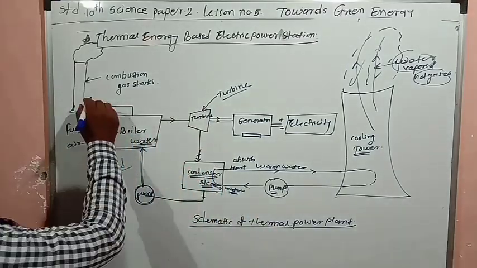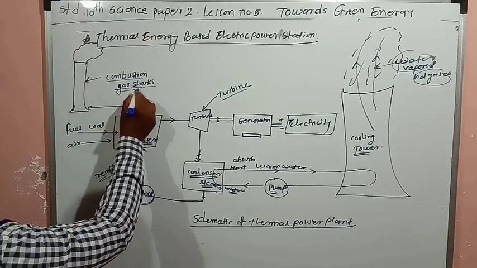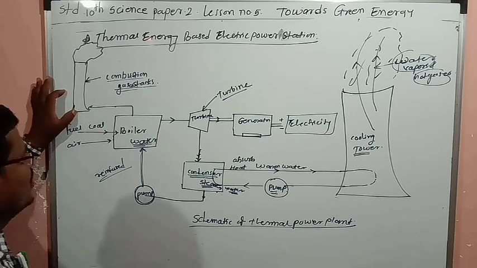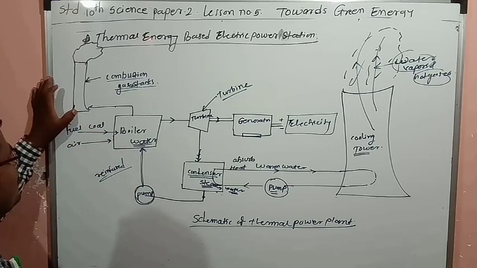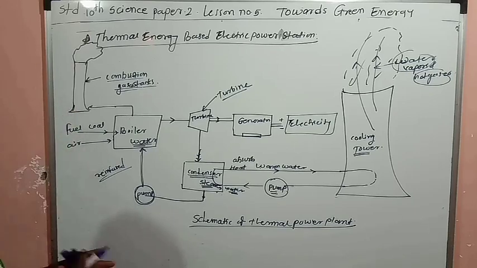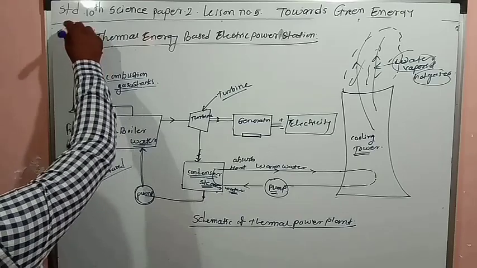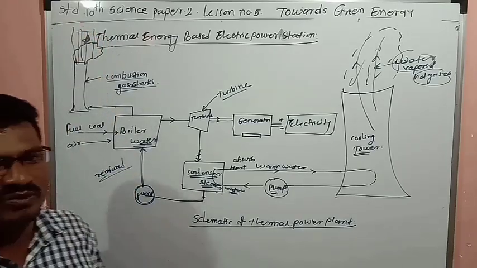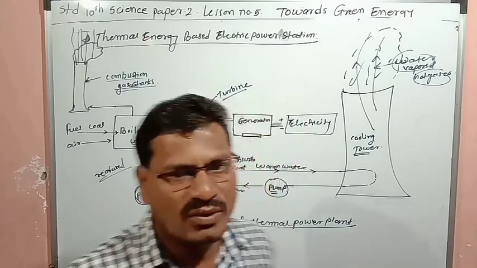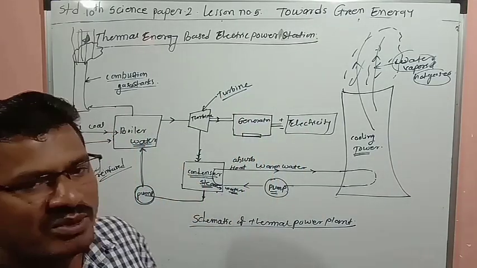And one more thing is there here: the combustion gases stack. Whatever harmful gases are produced after combustion, CO2, SO2, NO2, are released into the atmosphere at a greater height. So this is the schematic diagram of that thermal power plant.